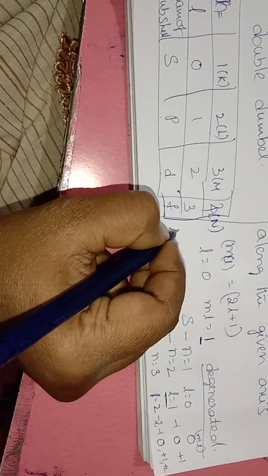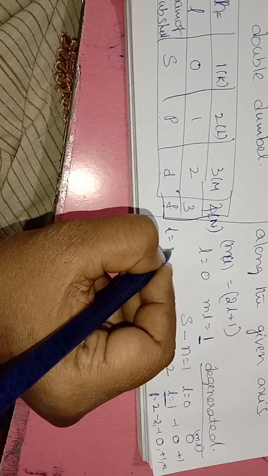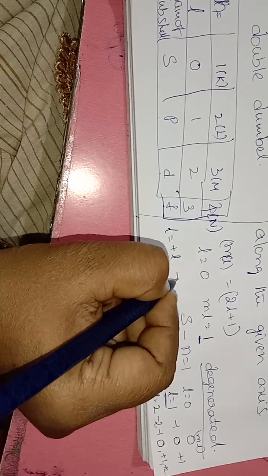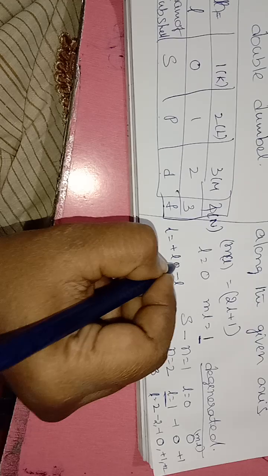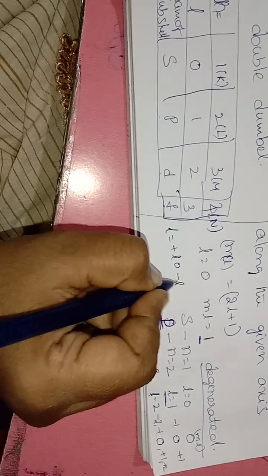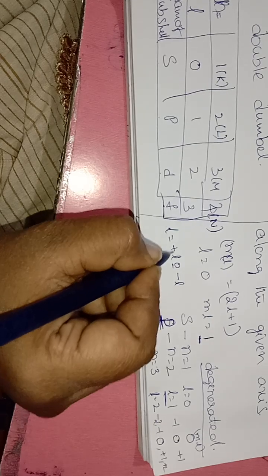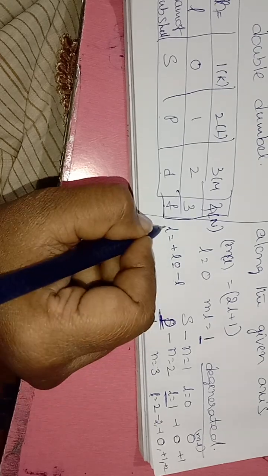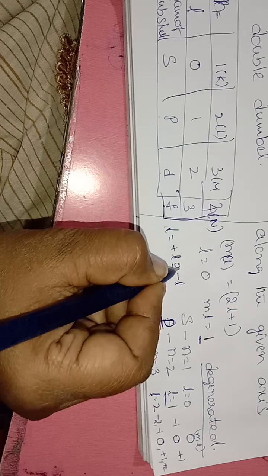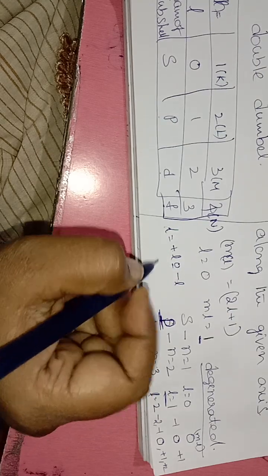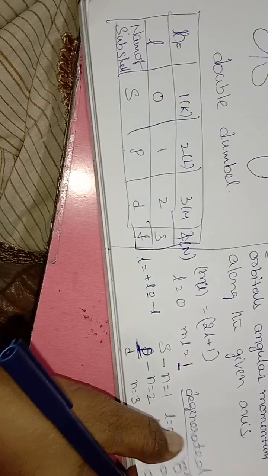From this we can say ml values always lie from plus L to minus L, including 0. If L is 0, you get only one value. If it is 1, plus 1, 0, minus 1. If it is 2, plus 2, plus 1, 0, minus 1, minus 2. Clear? Next, we have the spin quantum number.